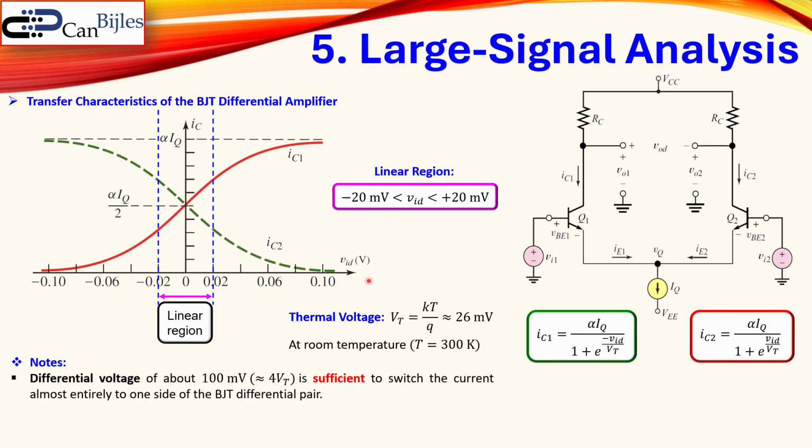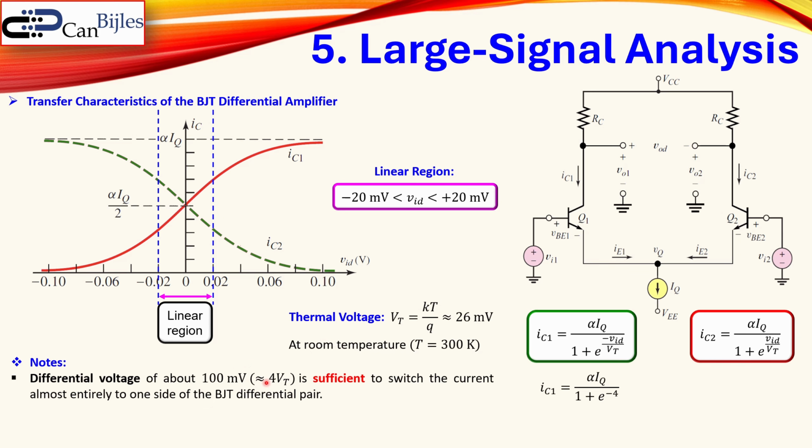That will of course be determined by whether this is a negative or positive VID. So if it is a positive VID, the IC1 will be almost the tail current. And if it is a negative VID, then you get the current almost at the right side, which is at the collector of the Q2 transistor. So you can actually steer the current from one side to the other side, depending on the value of VID.